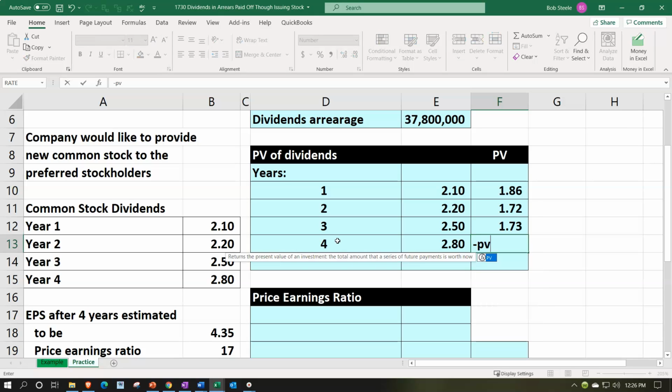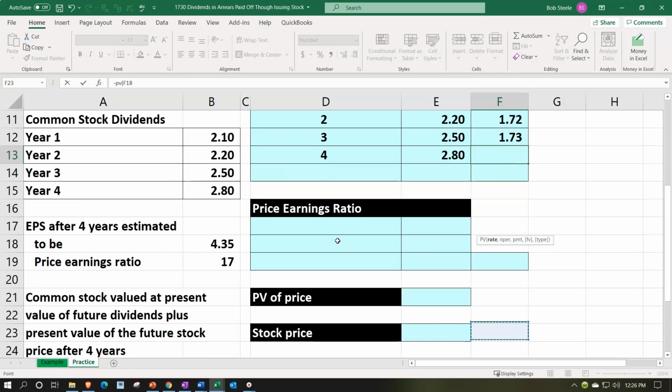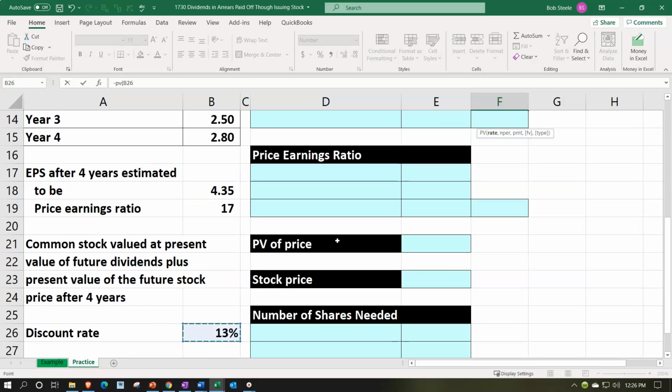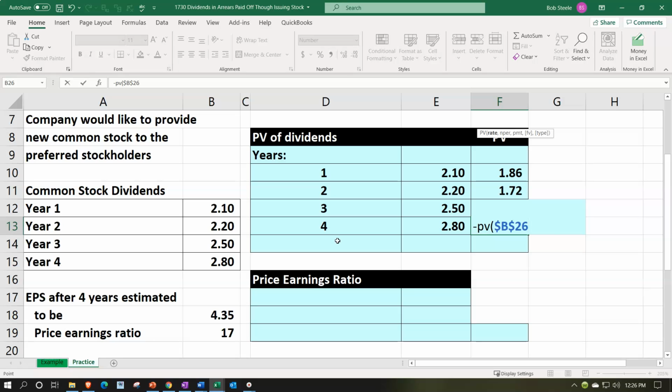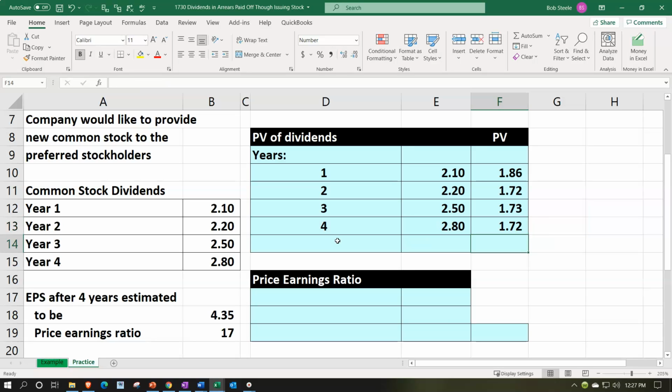One more time, present value, shift 9, rate is going to be the 13%. I'm going to say F4 if I wanted to copy it down, comma, number of periods is now 4, comma, comma, future value 280, present value back 4 periods is now at the 1.72. Now let's do it the fast way and copy it down. I'm going to delete what we just did, do it one more time.